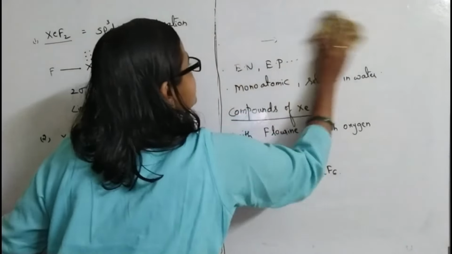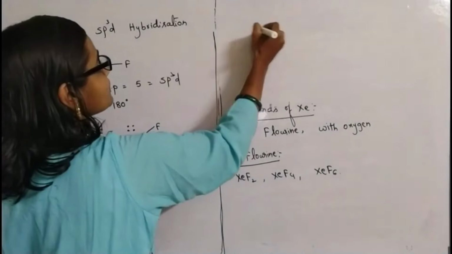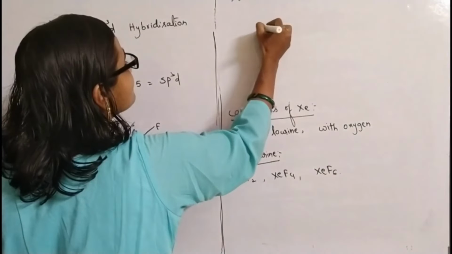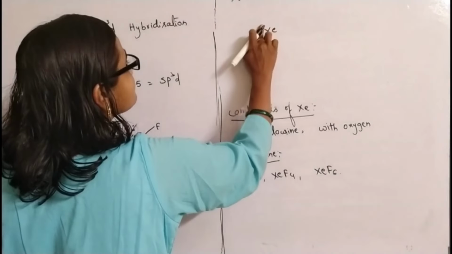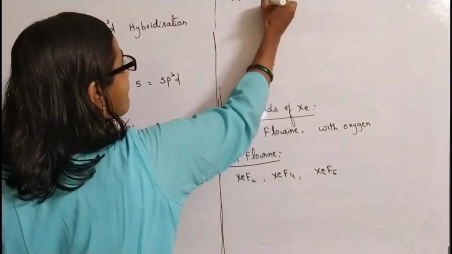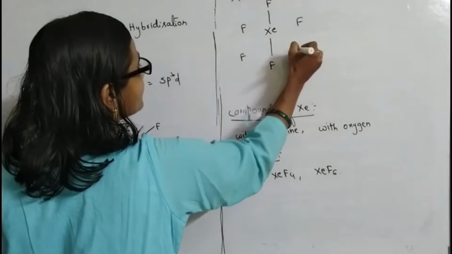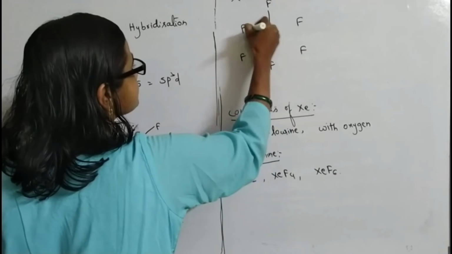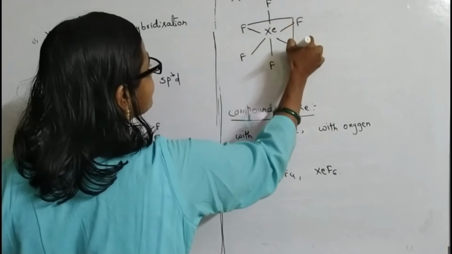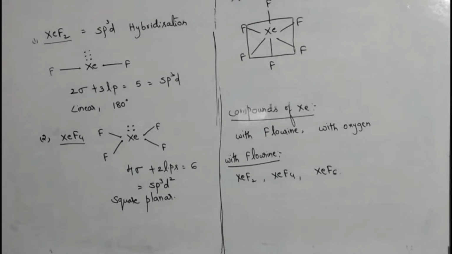Okay, XeF6. With 6 electrons, it will form bonds with 6 fluorines: up 1, down 1, and then fluorine, fluorine, fluorine, fluorine. Totally 6. You will find the structure of XeF6 like this, and it is left with what?